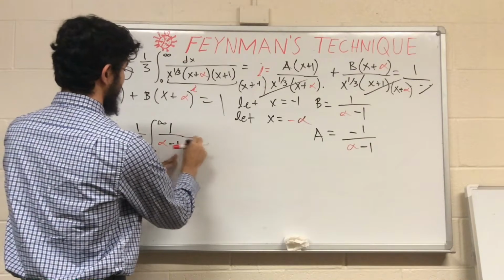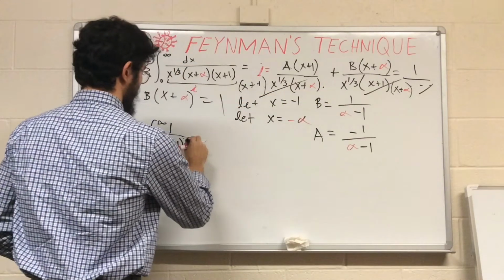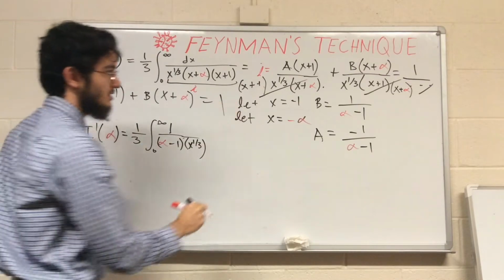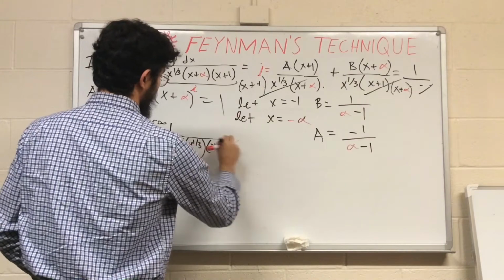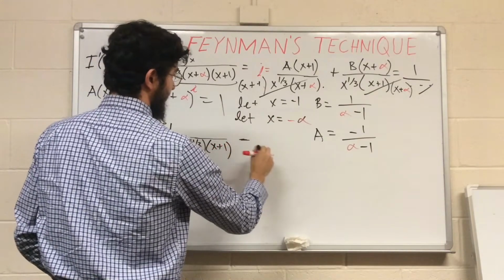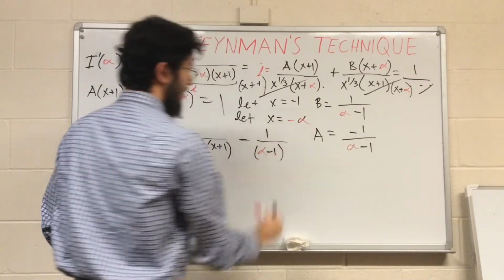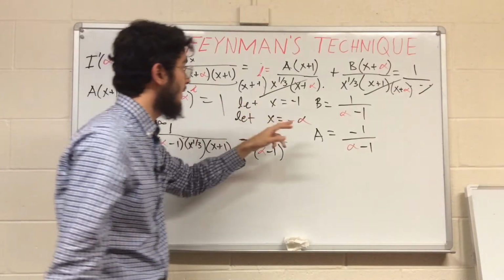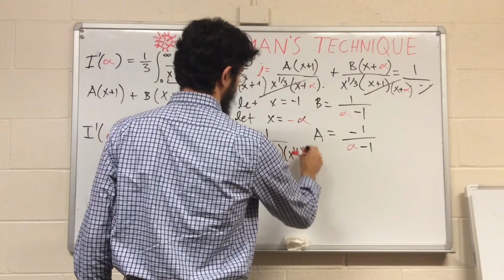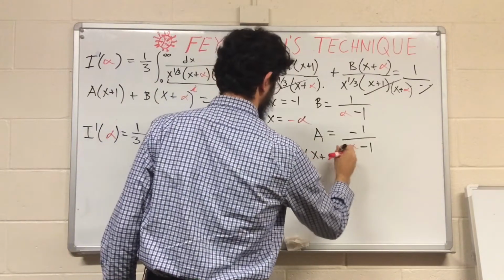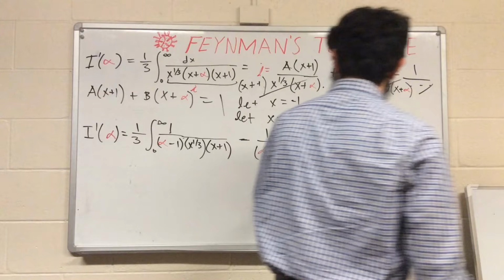And of course we also have x to the 1/3 multiplied by x plus alpha, okay? That was x plus 1. Yeah, that was the original one. And that's going to be subtracted by b, which is 1 over alpha minus 1. Okay, all of that is going to be multiplied by x to the 1/3 and x plus alpha. So x to the 1/3 over here, and then we have x plus alpha. All of this is going to be multiplied by dx.